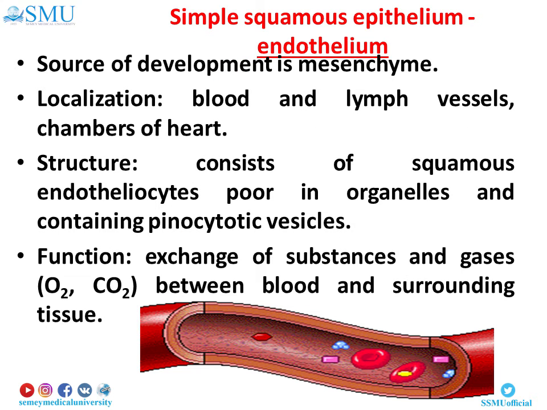Simple squamous epithelium, endothelium. Source of development is mesenchyme. Localization, blood and lymphatic vessels, chambers of heart. Structure consists of squamous endotheliocytes, poor in organelles and containing pinocytotic vesicles. Function, exchange of substances and gases between blood and surrounding tissue.